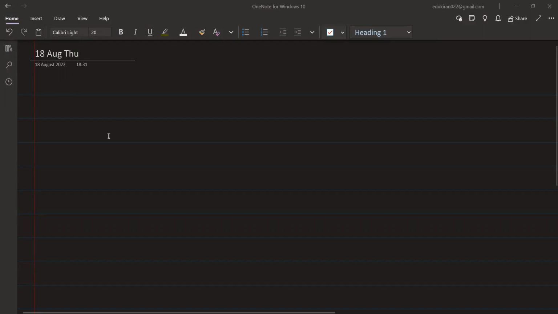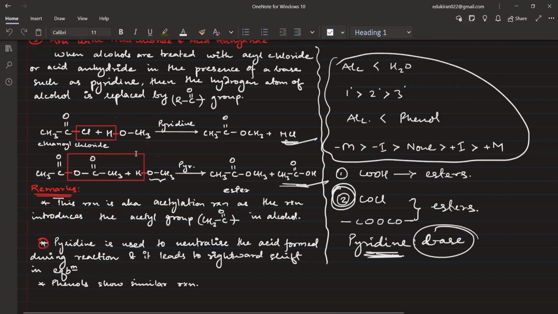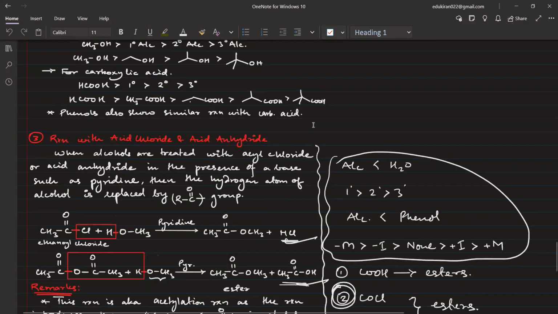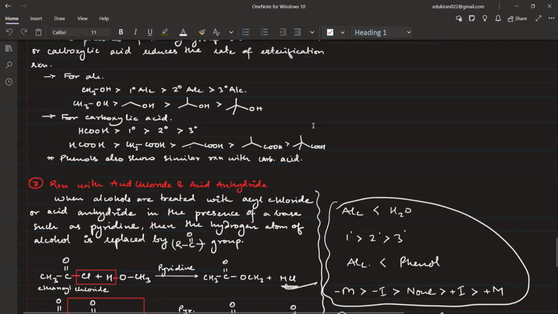तो कहाँ तक हुआ था हमारा? We had done reaction with acid chloride, acid anhydride. Just a second now.